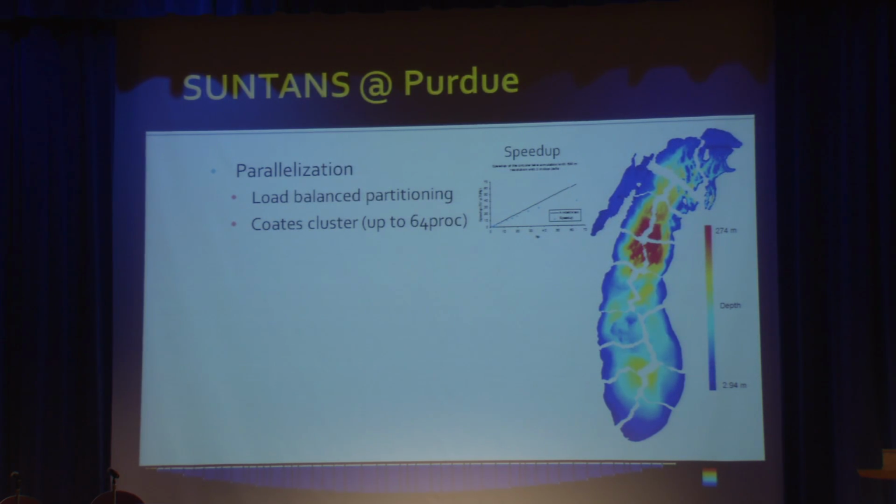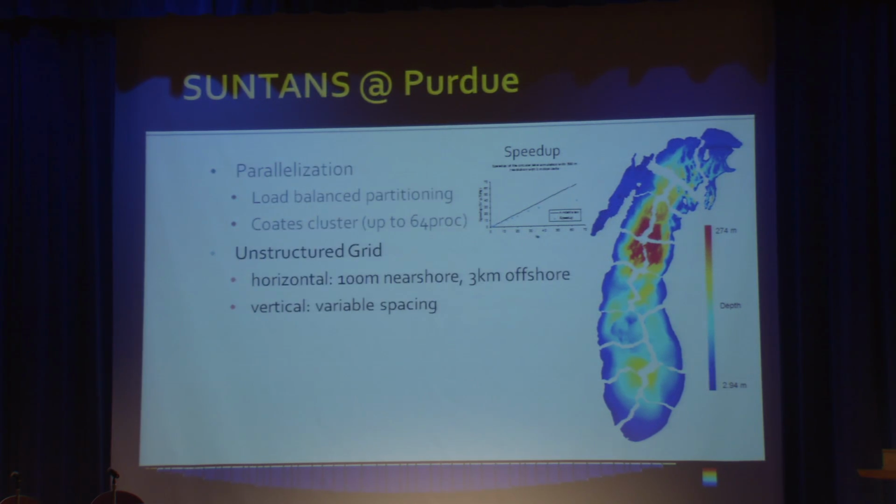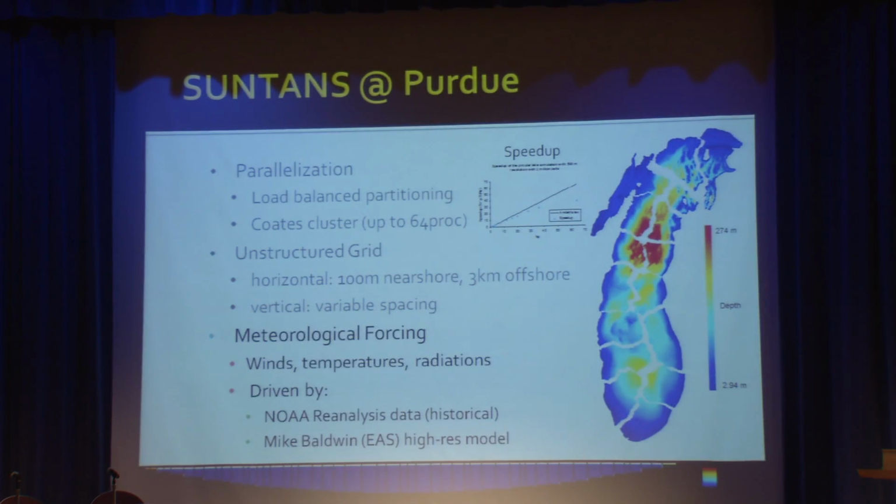And we have done some tests where we look at the speed up of the flow and of the calculation, and it does do pretty well relative to what you would expect. We've used it on up to 64 processors, and we typically run it on the Coates cluster here at Purdue. I mentioned the unstructured grid in the horizontal, and then in the vertical direction you have variable spacing.